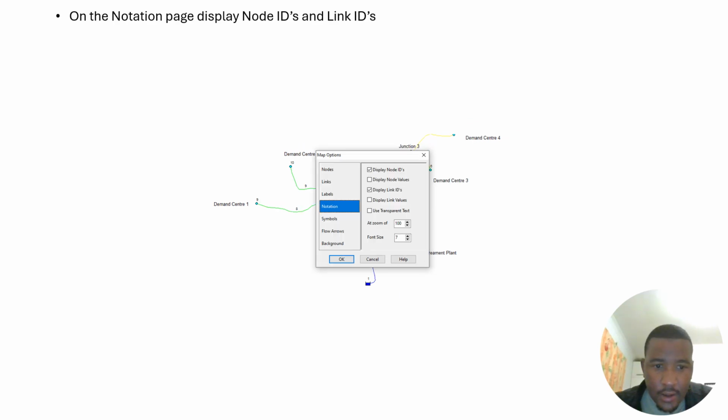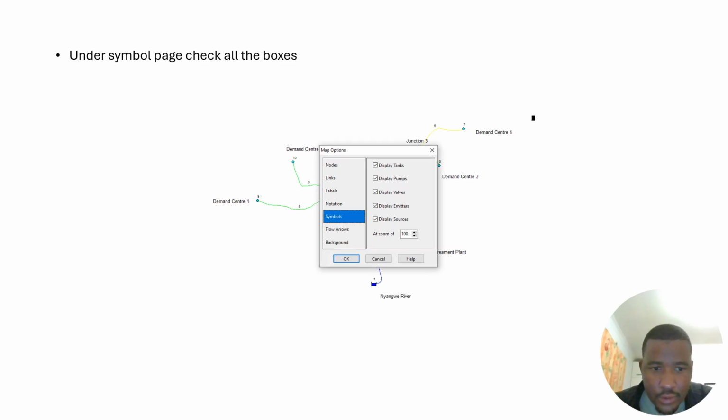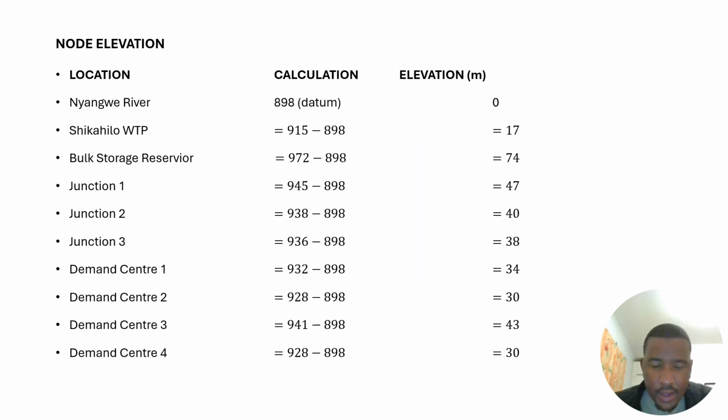And then on the notation page, you want your node IDs and link IDs to show, so you also tick that to make sure your node IDs and links show. And then you go under the symbol page, and you check all the boxes there to show all the symbols for your design. And then you calculate your node elevations. You have to insert elevations in all of the nodes, and as you can see there on the slide, these are all the node elevations you're going to be using.